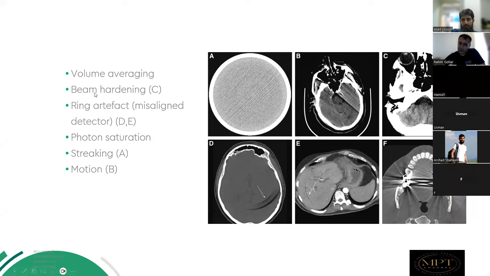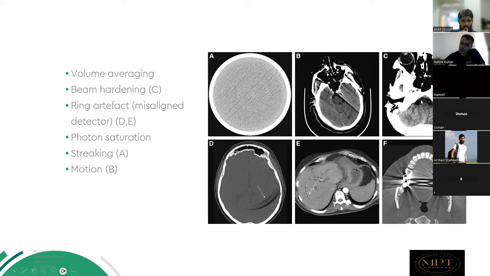Your volume averaging, so the beam hardening as well. Then, as you said, ring artifacts, if there is a problem with the misalignment of your detectors, streaking artifacts, photon saturation, and motion artifact. So you can see your ring artifact, and this is your beam hardening.